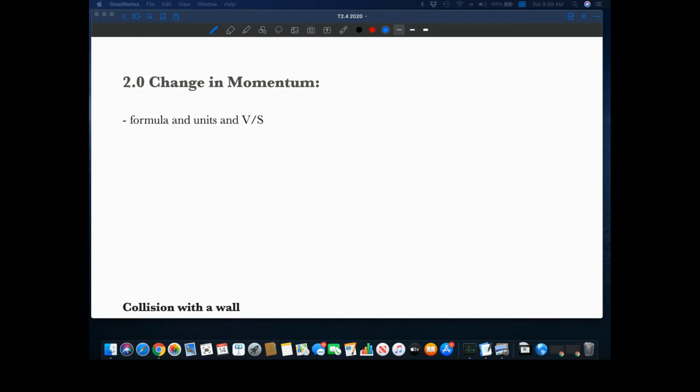So in subtopic 2.0, we're looking at the change in momentum. And if you recall, when we did our introduction to momentum, we said that there is description of motion and there's change in motion. So if there's any change in motion, that must mean that there is a change in velocity. So a change in momentum will occur anytime there is a change in motion.